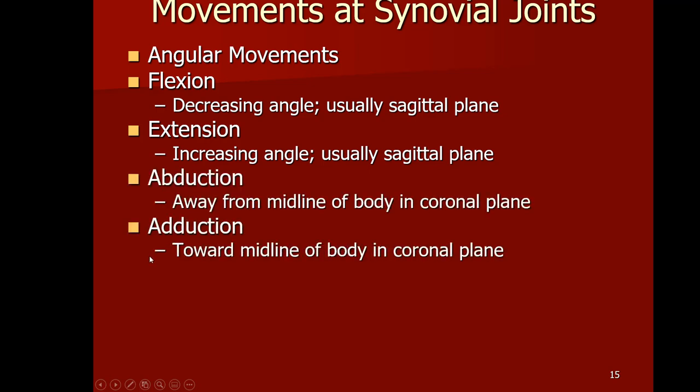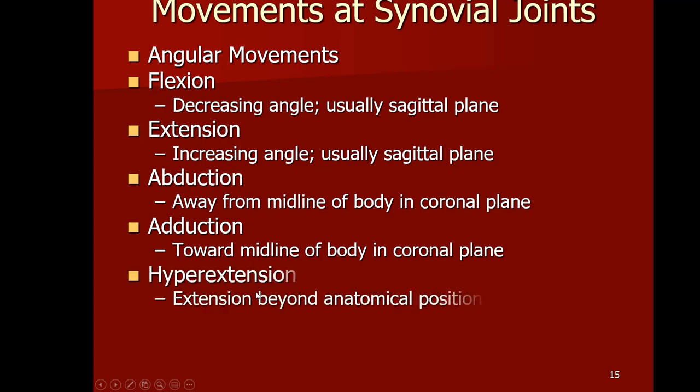Abduction versus adduction. This has to do with movement away from the midline or towards the midline. Think abduction away from the midline, adduction towards the midline, like you're adding to the body. And this is usually in the coronal plane. We'll go through some examples of that also. Then hyperextension is just if we extend beyond the anatomical position. Some joints do this naturally, others don't.